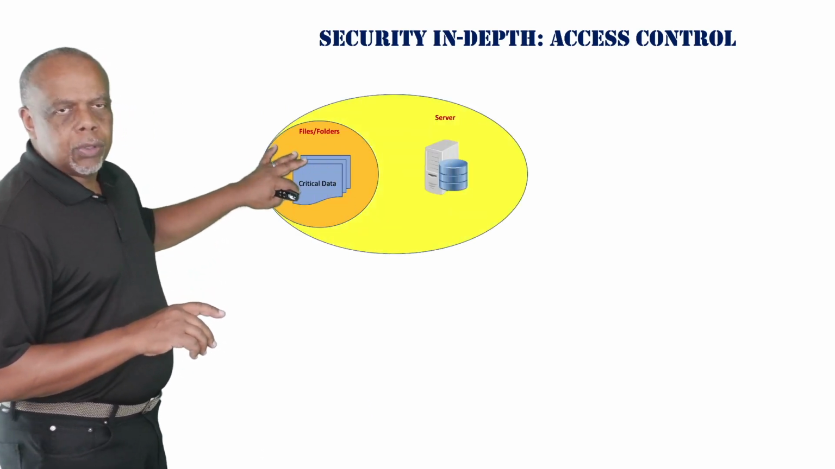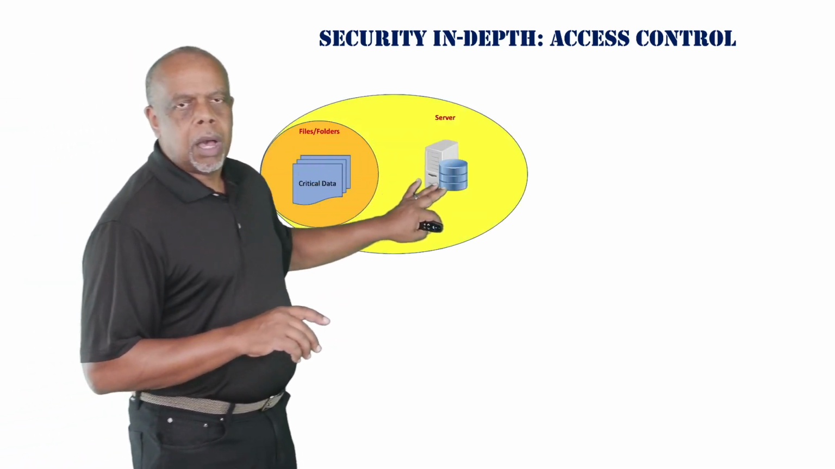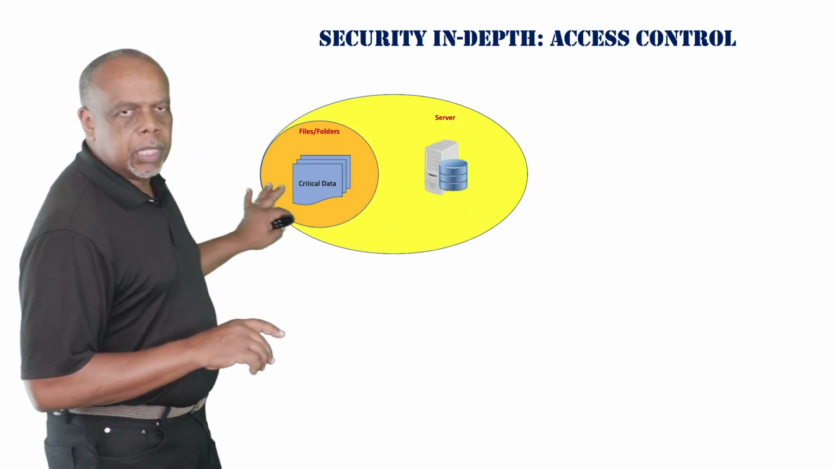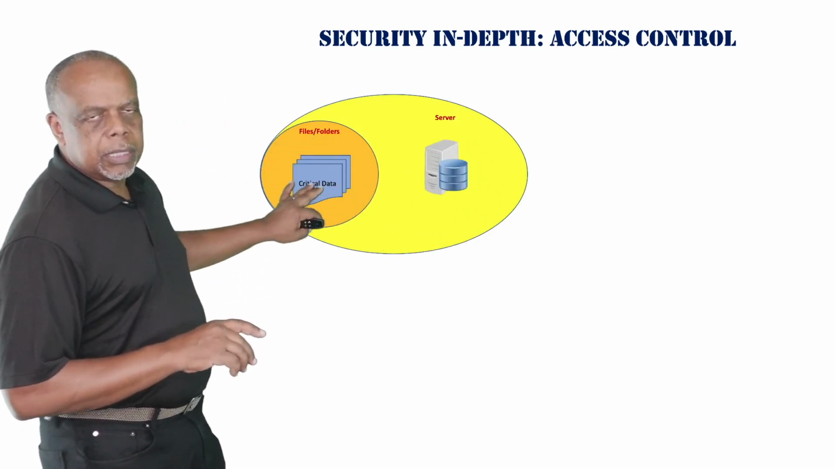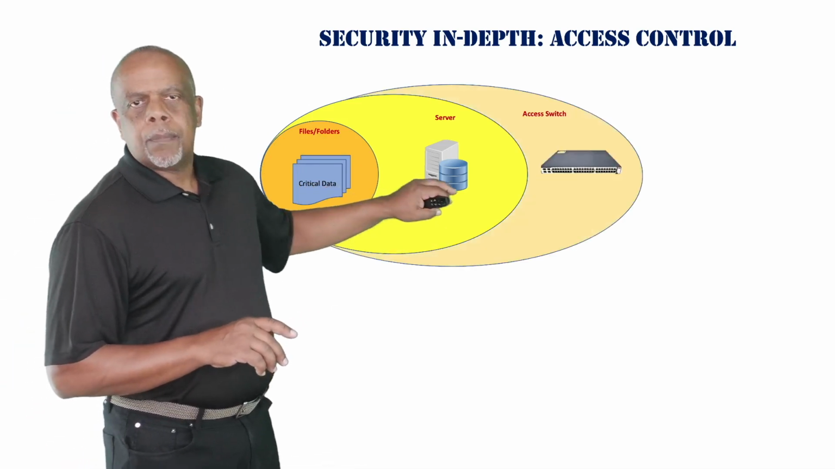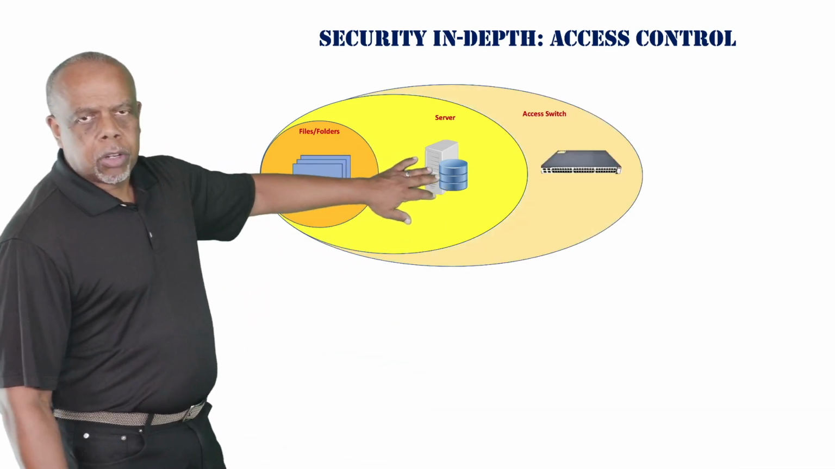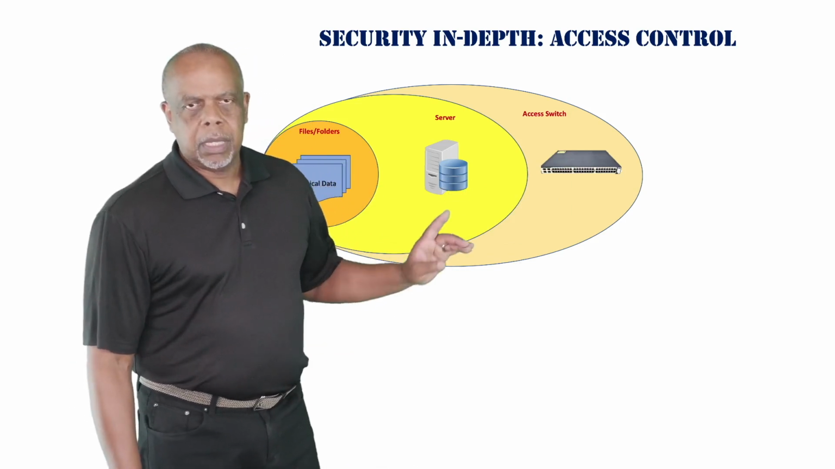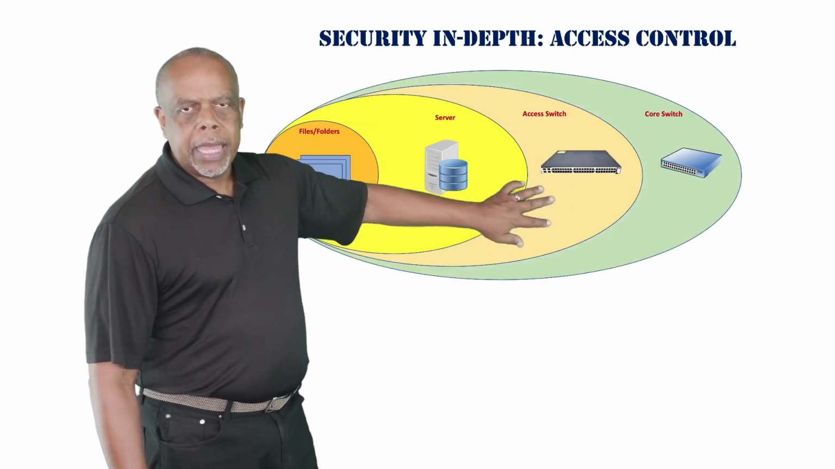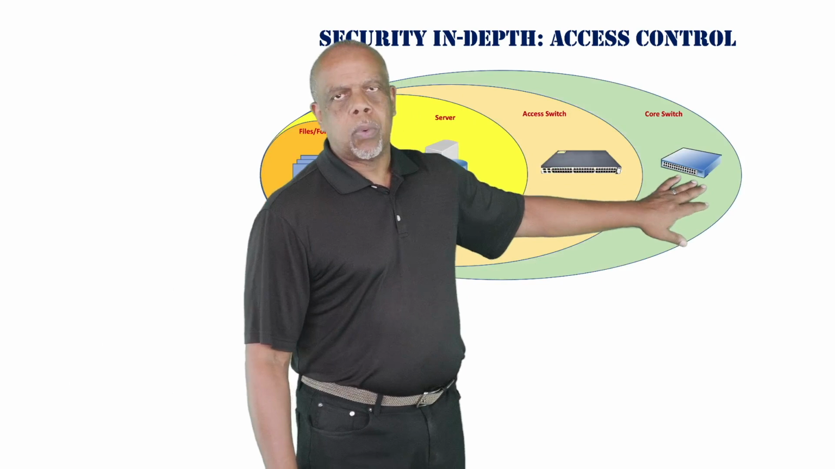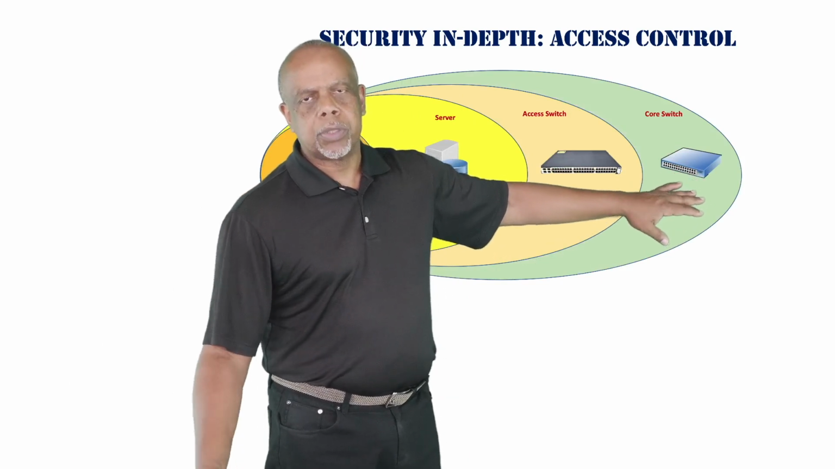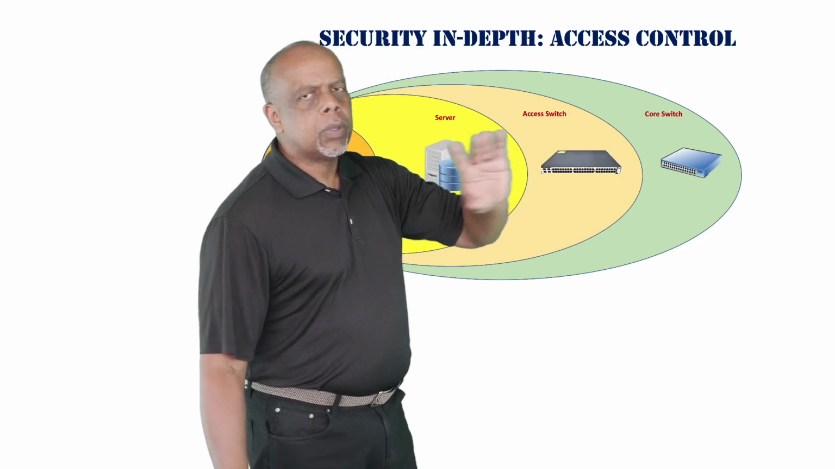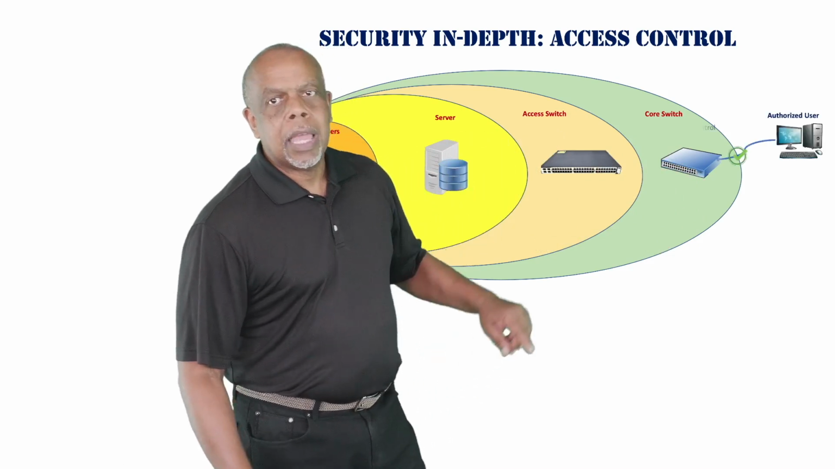Well, those files, they're probably on a server somewhere. That's the hardware that this file and this data is stored on. To get to that server, it's probably plugged into a switch, a network device, another layer back. That network device may be connected to a router or some other core switch or some type of what we call a layer 3 device. Not important right now. We'll talk about that later on in some later classes.